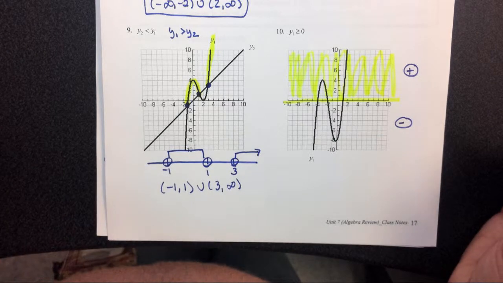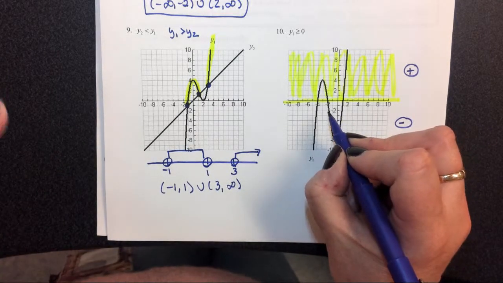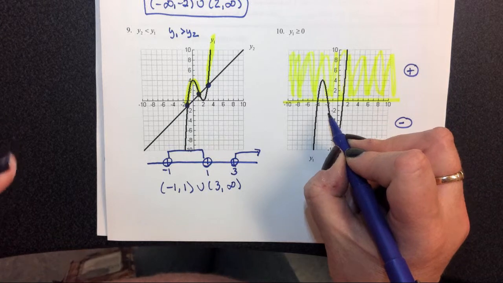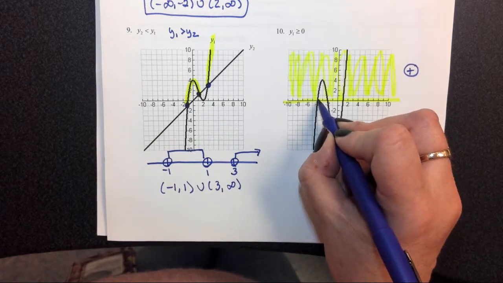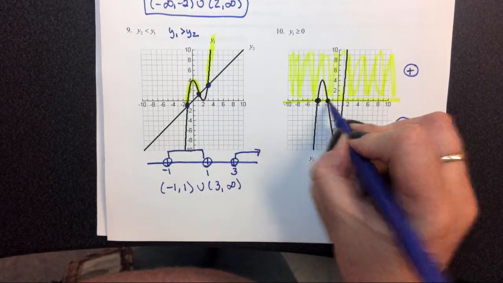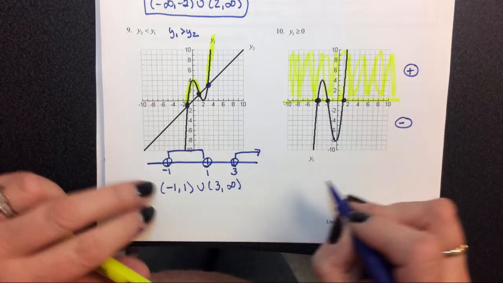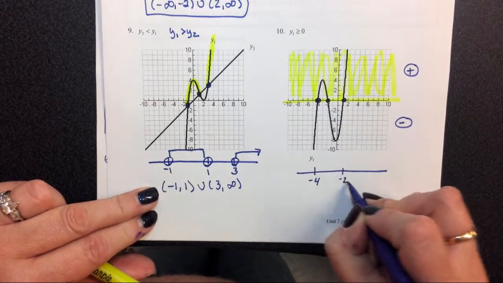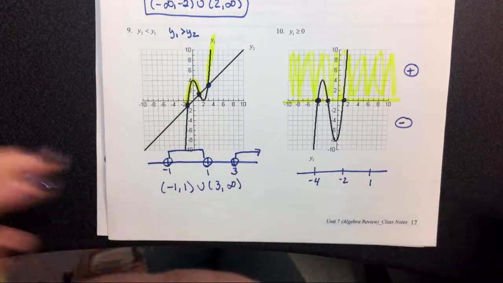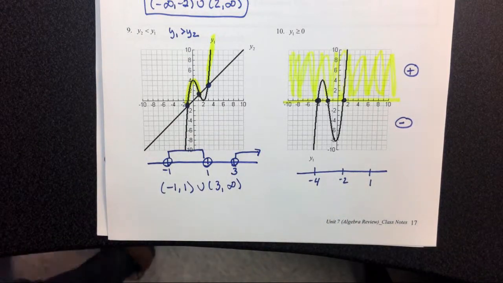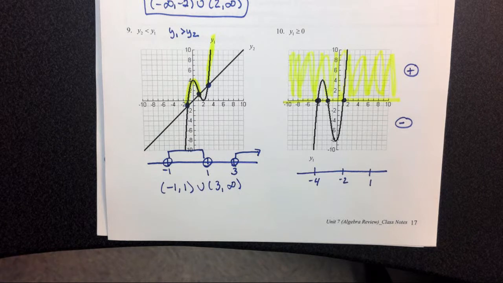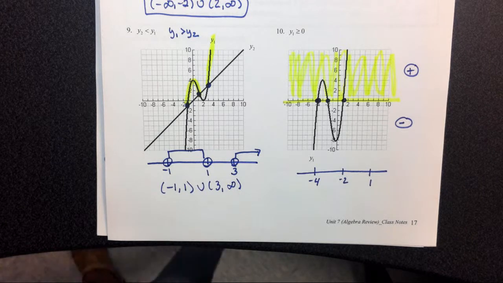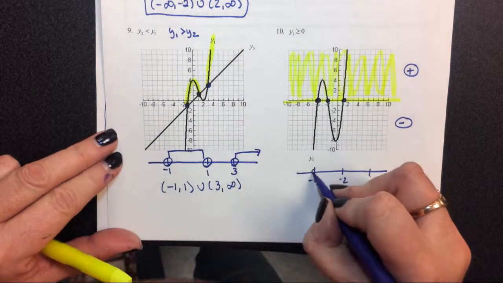So where is it equal to 0? Well, where is it intersecting the x-axis? That's where your critical numbers are going to be. It's intersecting your x-axis where at? -4, -2, and 1. What kind of circles are going to be above the critical numbers of a number line? Open or closed? Closed, because it's equal to.